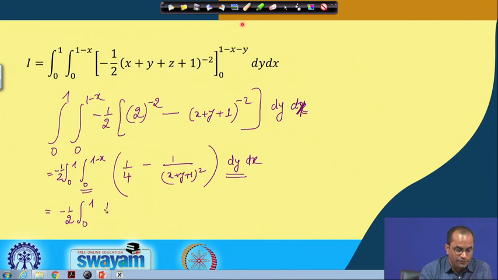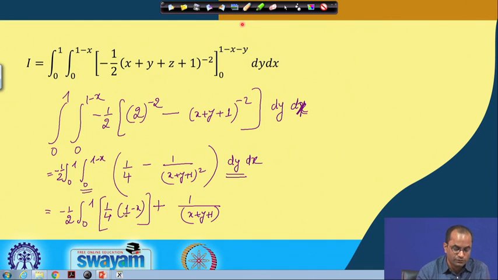So, we will get 1 by 4 and this 1 minus x here, and with minus sign. So, we need to integrate first this one. So, we will get minus 2 and this plus 1. So, we will get 1 over this x plus y plus 1 minus 2 and plus 1. So, this will be also with the plus sign, and then here we have already substituted the limit. So, in this case we have to put these limits for y 0 to 1 minus x, and then everything will be integrated over x.